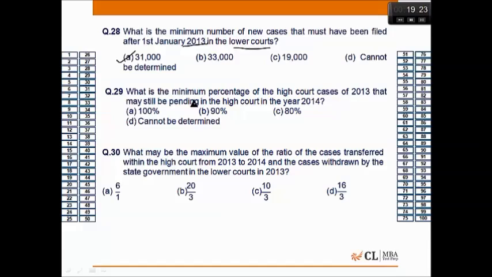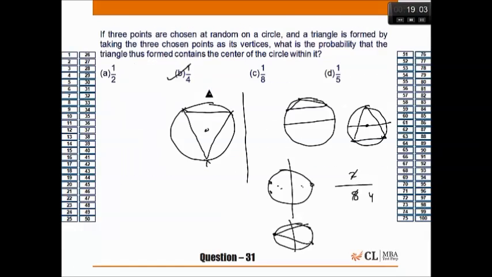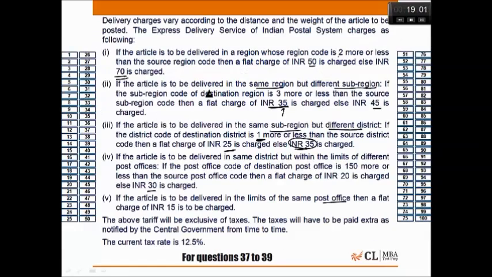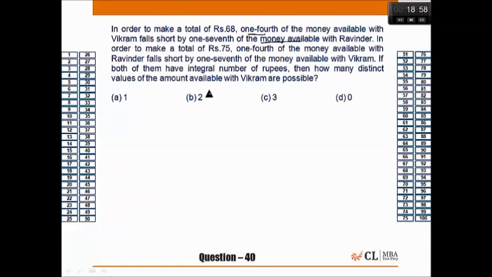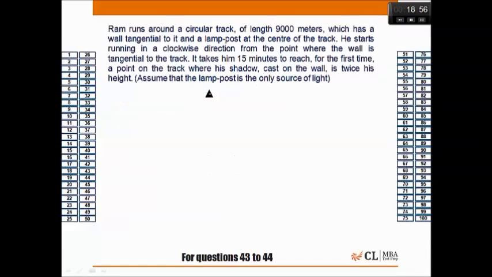What is the minimum percentage of the High Court cases of 2013 that may still be pending? Oh, dangerous. Okay, one I could knock off. What is the maximum value of the ratio of the cases transferred within the High Court? No. Not happening. Okay, one probably happened. Okay, what about this case? I didn't even touch this. That's a bad idea.